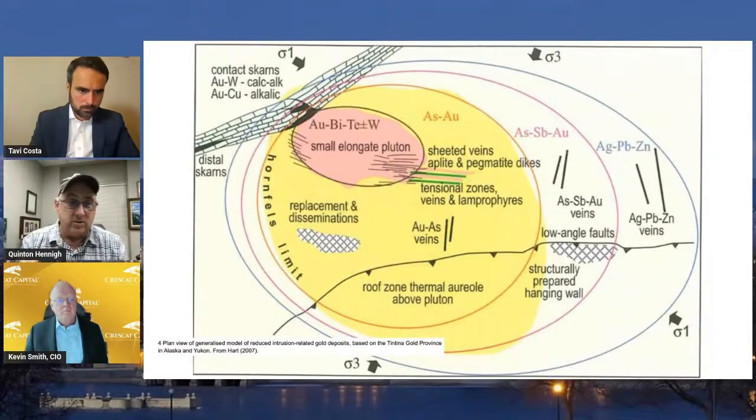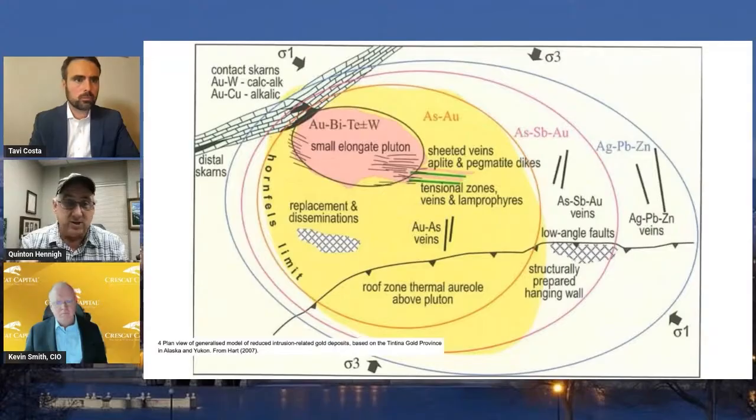You can have arsenic gold systems extending outwards, and then beyond that, arsenic antimony gold systems. SB is antimony, and then even beyond that, you can get silver-rich systems with base metal, so silver, lead, zinc systems.